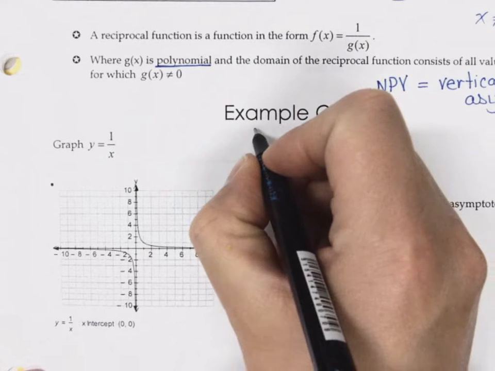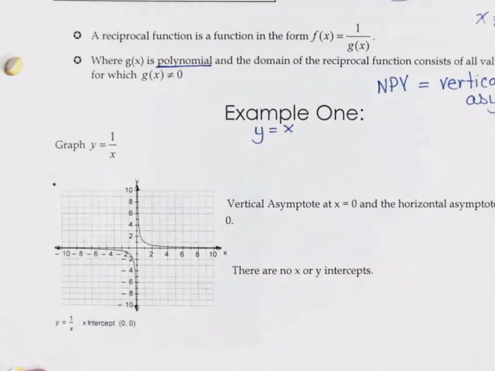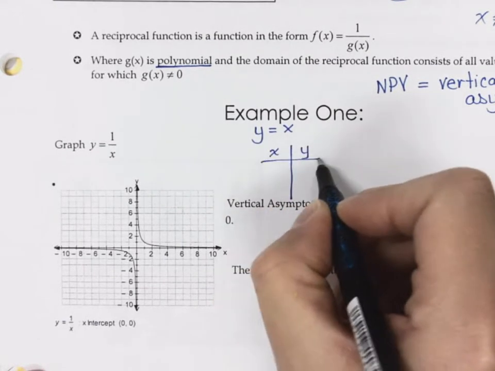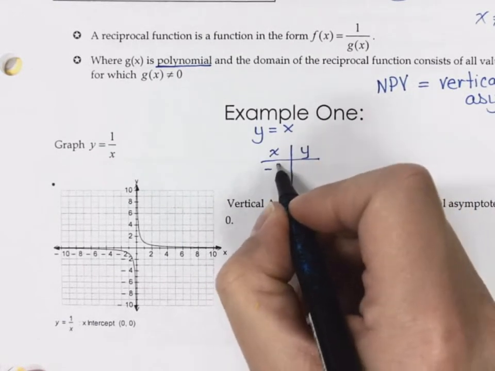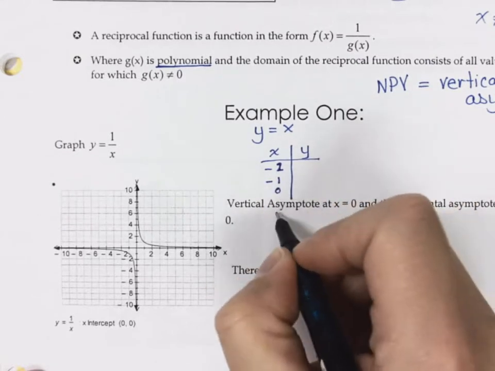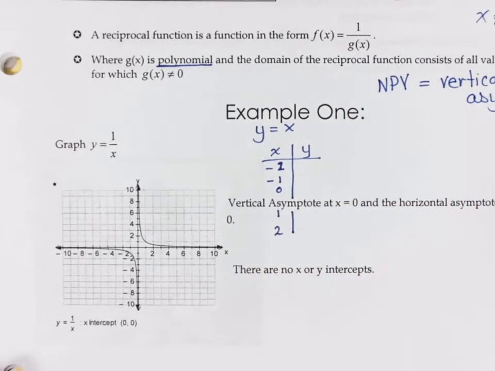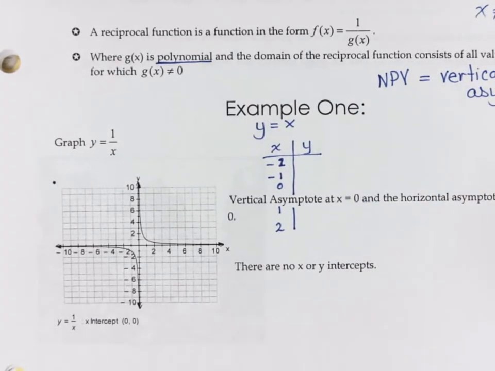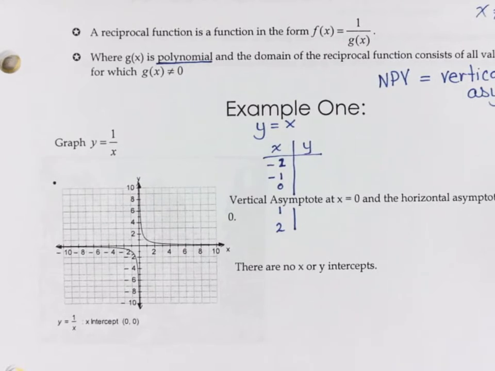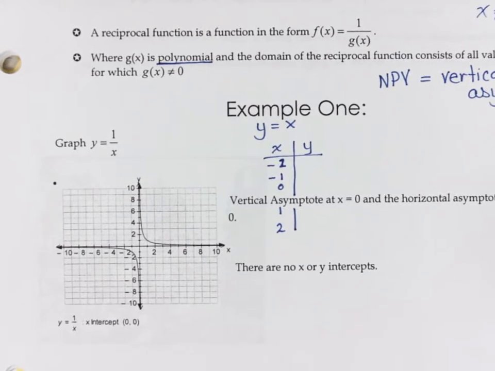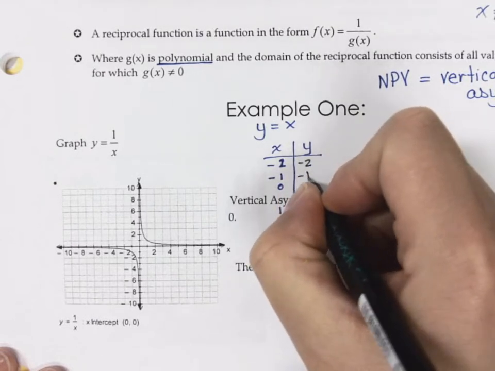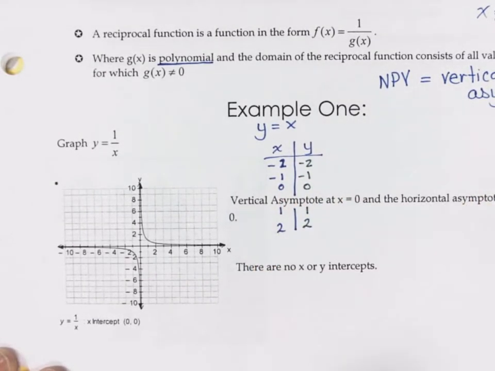Let's do this graph first, y equals x. How do you feel about that? Let's do a table of values for that. Let's go -2, -1, 0, 1, and 2. Okay, so if this is my function, and I've picked my x values, what are my y values? y equals x. So if x is -2, what's y? Also -2. So -2, -1, 0, 1, 2.